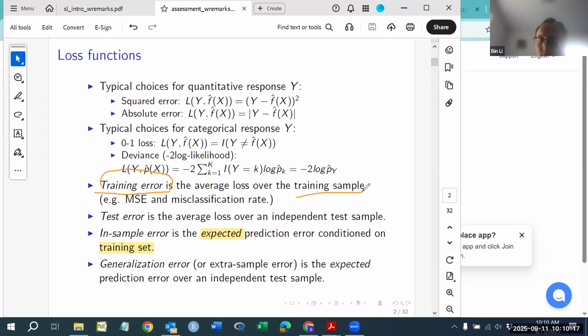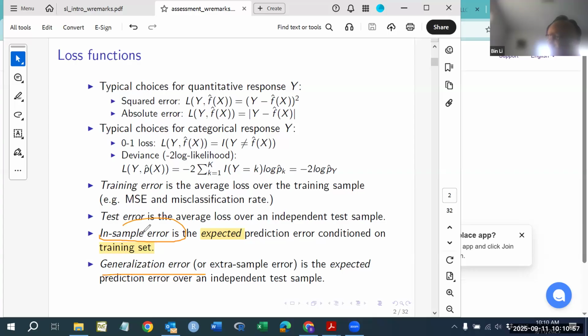You have a training set, you fit the models, and you see the model performance on the training sample. That's the training error. What's a test error? That's also obvious. After you fit a model from the training set, you make the predictions on the test samples, and the test error is the average loss over that independent test sample. So that's the test error. Okay, so the difficult ones are the in-sample error and the generalization error.